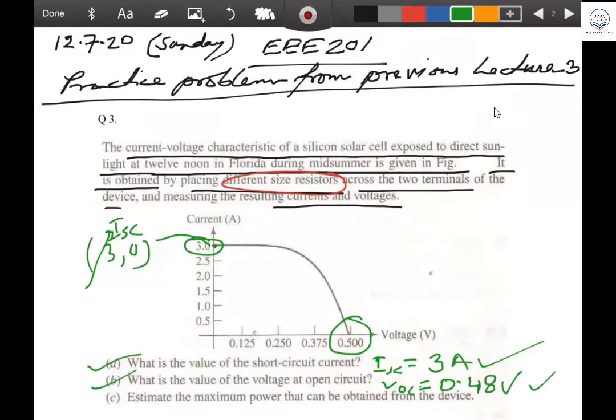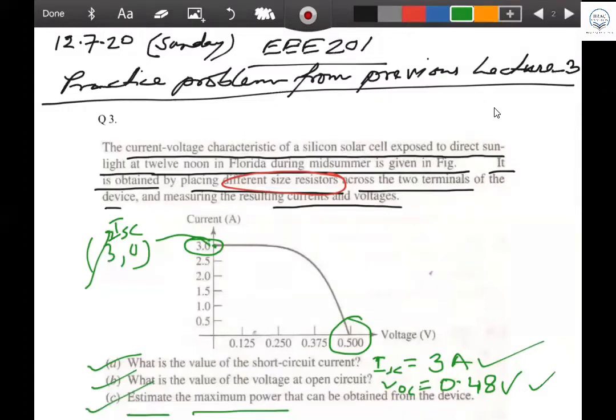Now listen, the next question is to estimate, so here the approximation comes. What is the estimated maximum power? This is very important for solar panels also. In a solar panel, maximum power is 100 watt or whatever, so what is the maximum power you are getting? That is the question here. And where is the maximum power? Look at it: the turning point of the curve.